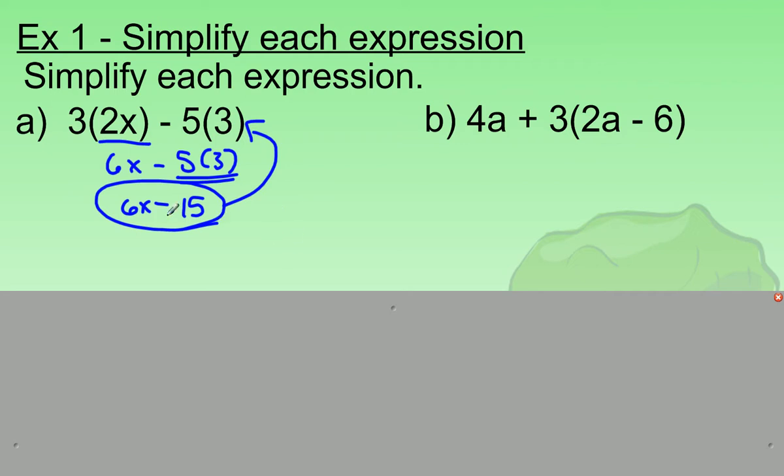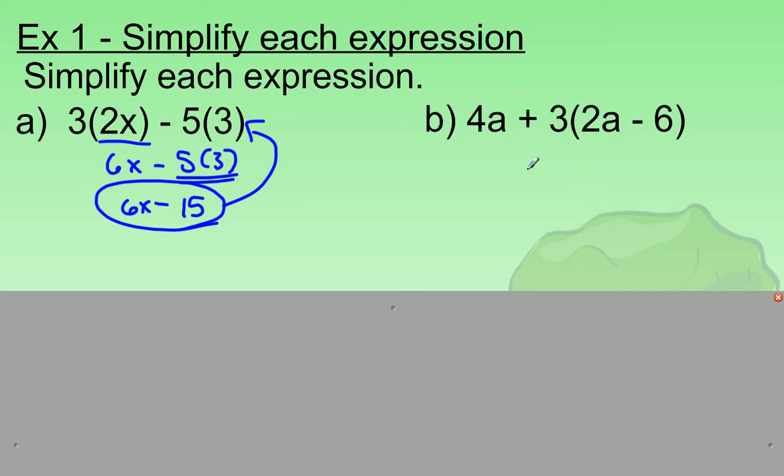Now, this final line here that I circled cannot be simplified. You cannot take 6x and minus 15. They are not like terms because they don't have the same variable. So this is actually the solution, or not solution, it's the simplified form of this expression.